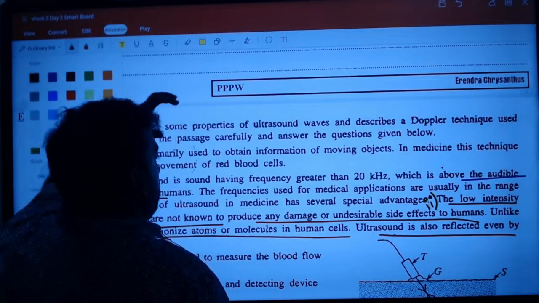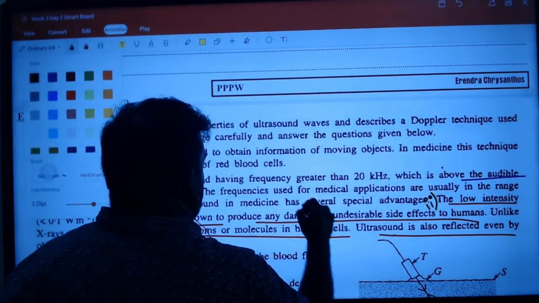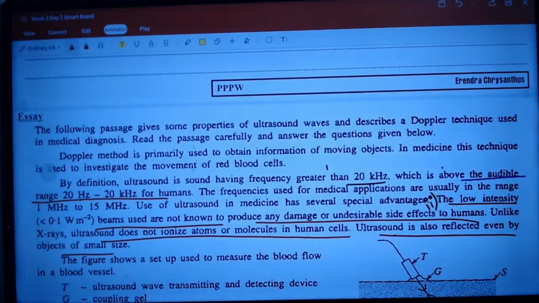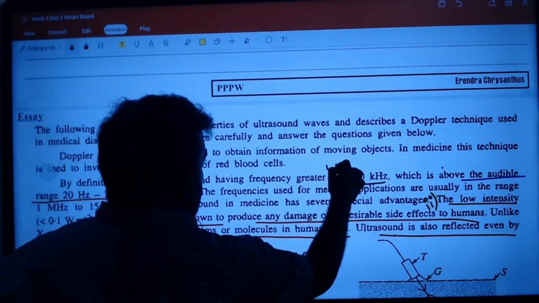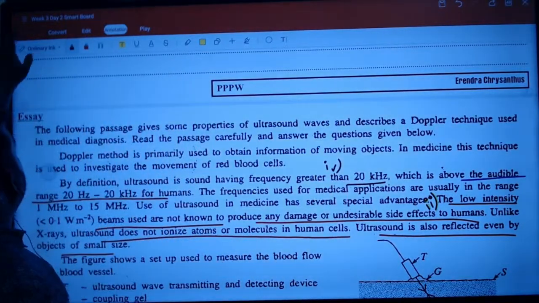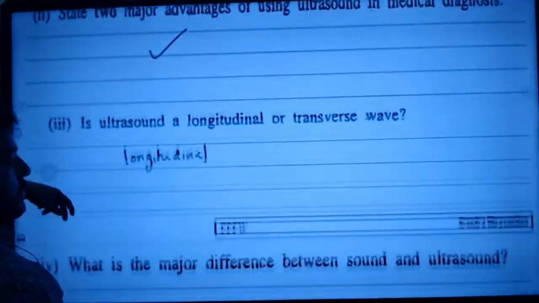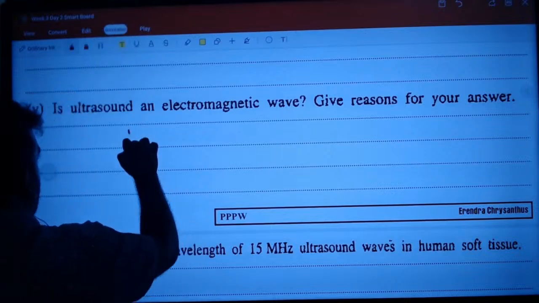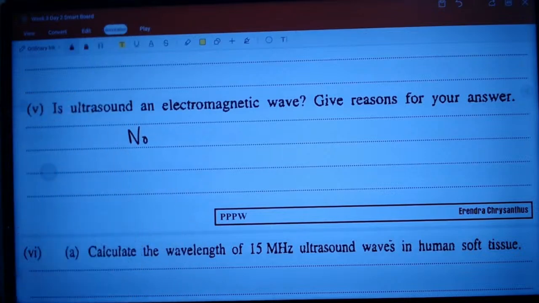Okay, now, I think I have answered there also, the answer for Roman 4. Is ultrasound electromagnetic? Answer is no. Ultrasound can't be electromagnetic. Why? It is a longitudinal wave.